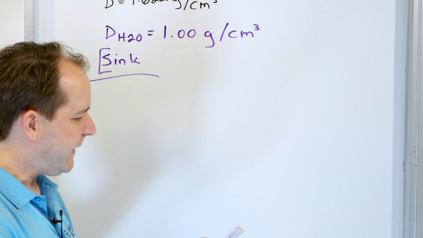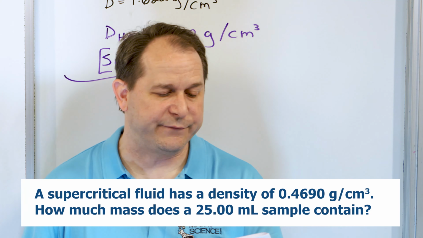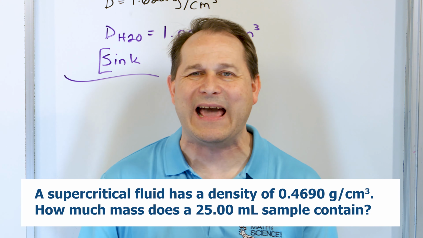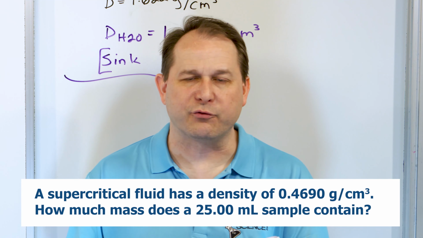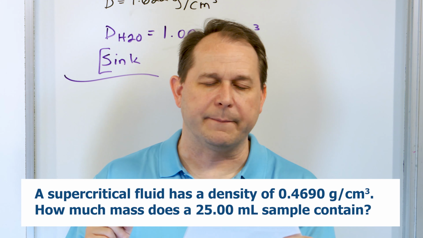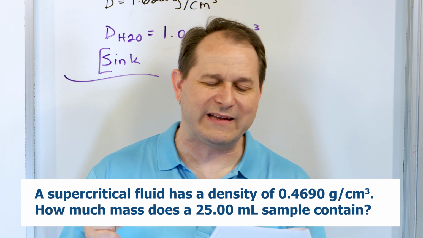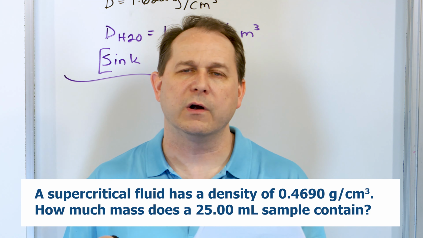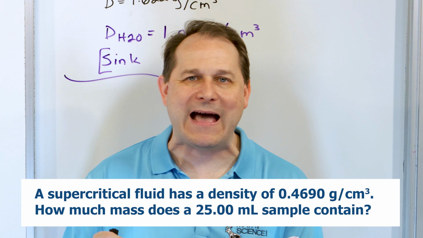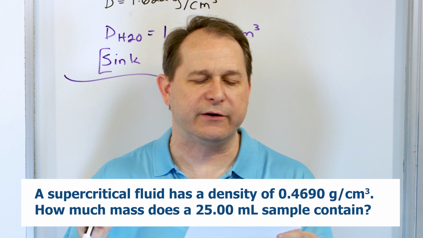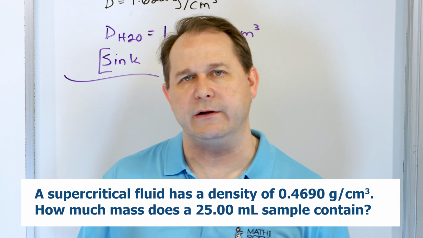Let's take a look at part B. It says carbon dioxide has a formula called CO2, and it's a gas at room temperature. You know that because you breathe carbon dioxide. If the pressure is raised, CO2 becomes something called a supercritical fluid with a density of 0.4690 grams per cubic centimeter. How much mass does a 25 milliliter sample of supercritical CO2 contain?